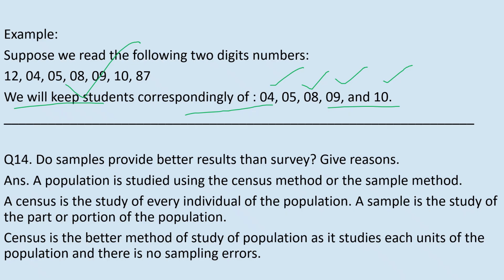Now the last question is, do samples provide better results than a census survey? Give reasons. What we know is that a population is studied using the census method or the sample method. Census is the study of every individual of the population, and a sample study is only a part or portion of the population. Because in a census every individual is studied for the survey, it is obviously better than the sample method.